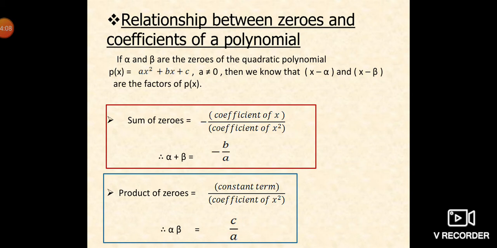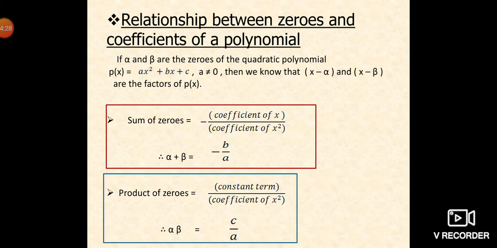Power 2 means 2 zeros should be there. Here the 2 zeros we don't know. The general form we are writing. So we are taking the 2 zeros as alpha and beta. And the general form for the polynomial is ax square plus bx plus c because it is a quadratic polynomial. Then alpha and beta, 2 zeros means 2 x values are alpha and beta.